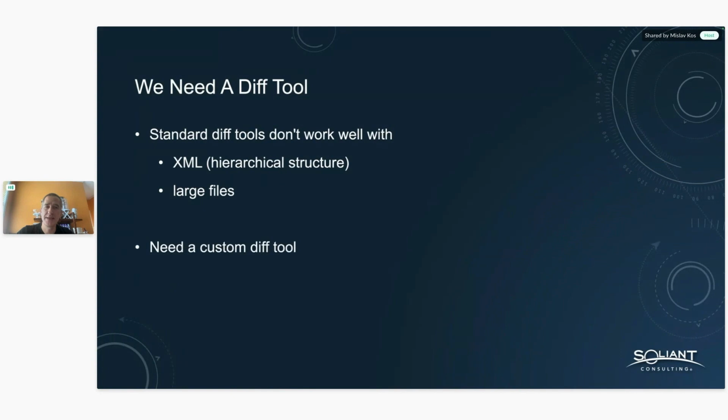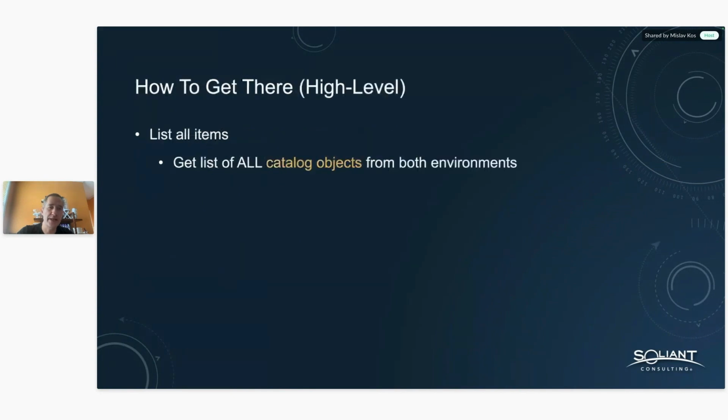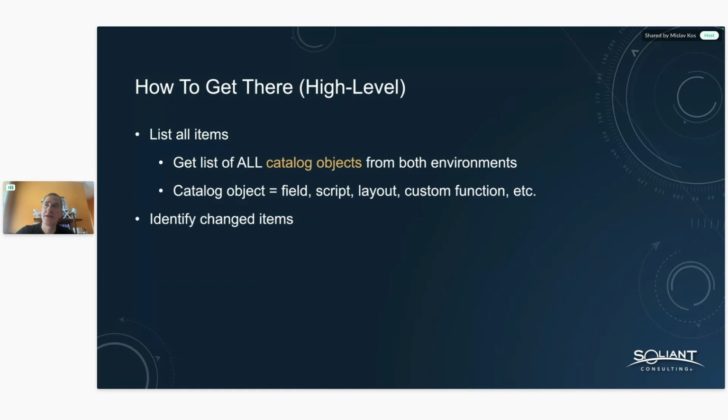And the way we're going to get there is we're going to start by first listing all the catalog objects that exist in a file. And again, catalog objects, those are the fields, the scripts, the layouts, the custom functions. We're just going to list all the ones that exist in our development copy, and also do a similar list for our production copy. And then we're going to identify changed items by comparing those two lists.